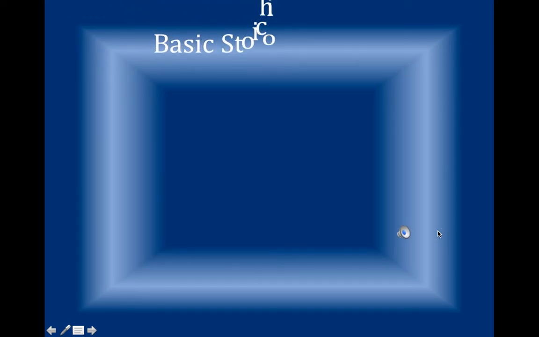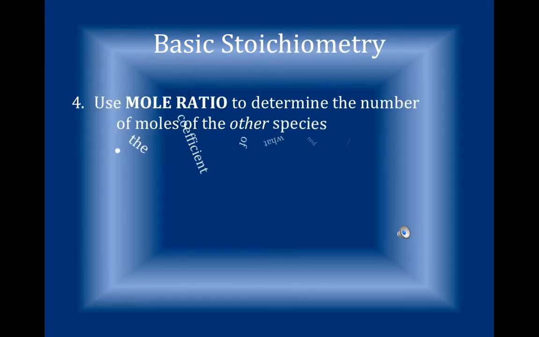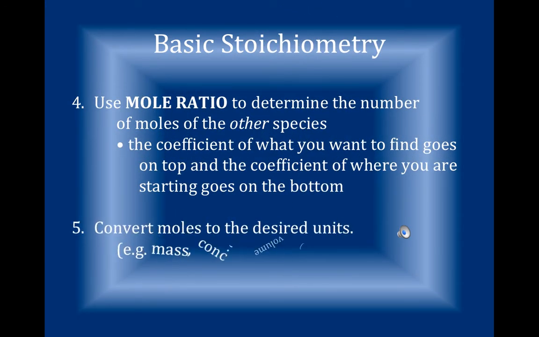Now, what we used in the last video, mole ratio, comes into play in step 4. We use the mole ratio to go from the moles of one chemical to the moles of the unknown chemical that we're trying to find. And our last step, number 5, is get the desired units. Often it'll be mass, that's probably the most common, but it could ask for a concentration or a volume. So those are steps. Now for an example.